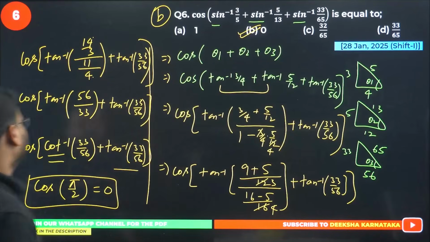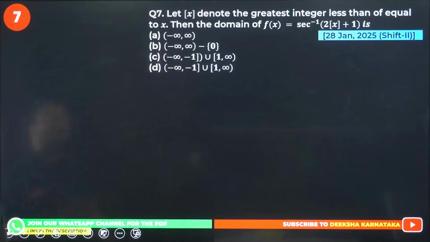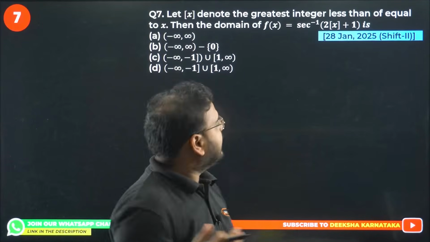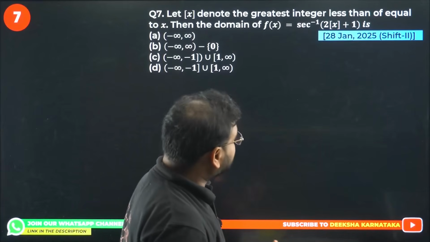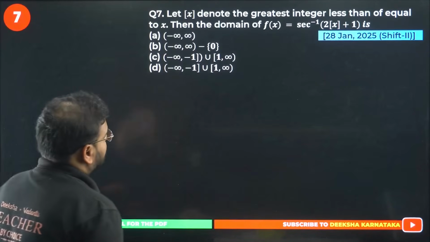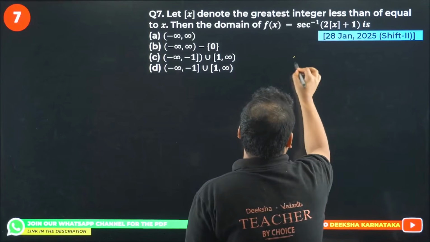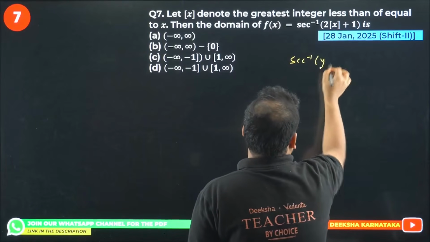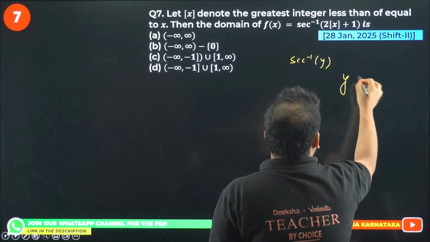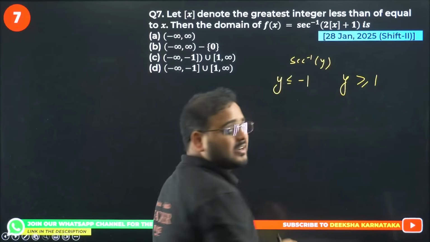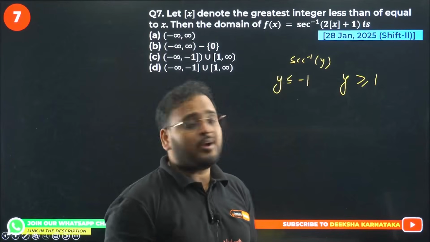Question number 7 now. Okay, they have given the greatest integer function, and that is also in terms of sec inverse. They are asking us the domain of sec inverse. So we know that very well. Sec inverse, if it was like this, let's say y, we know y has to be more than 1 or y has to be less than minus 1. That's how it works. That's the domain of sec inverse.